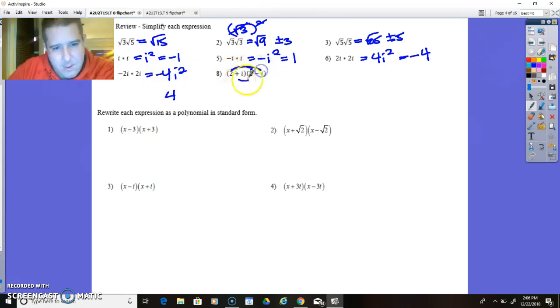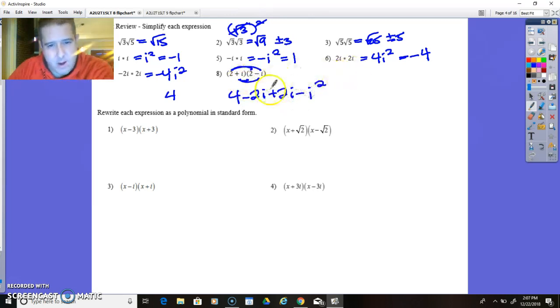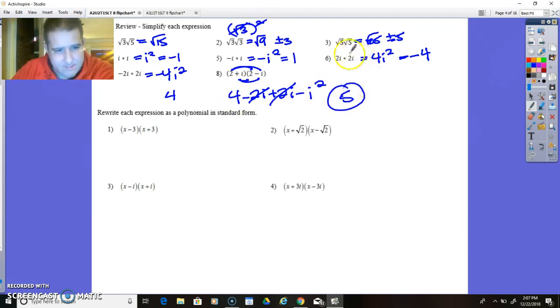All right, first, outer, inner, last. 2 times 2 is 4, minus 2i. Inner is positive 2i, and last is negative i squared. All right, so the negative 2i and positive 2i are going to cancel each other out. This is negative 1. Opposite of negative 1 is positive 1. Add 1 to the 4 at the beginning, and you've got 5.